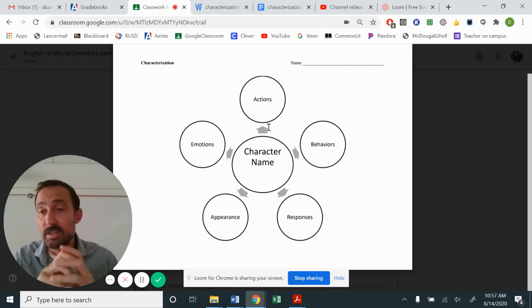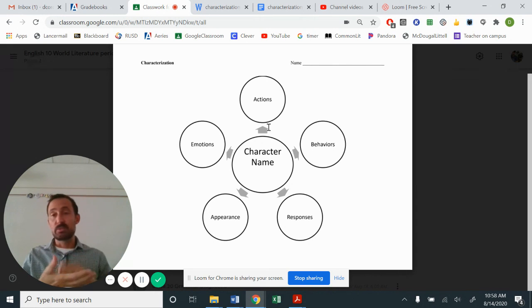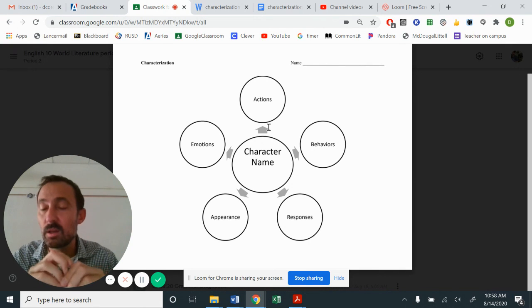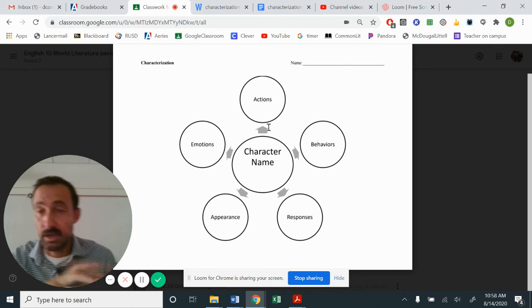There it is, characterization. Once again, do your best to craft this chart. If you just need to sit with your own piece of paper and draw some circles so that you have it in front of you, and upload the image to show proof that you've done your work, then you can do it that way. But this is how we pull apart and understand a character better, characterization.